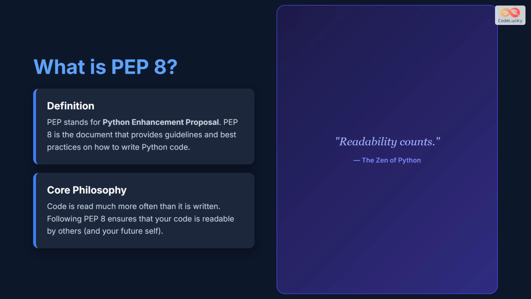First, what exactly is PEP8? It stands for Python Enhancement Proposal Number 8. It serves as the official style guide for Python code. The core philosophy here is simple but powerful. Code is read much more often than it is written. By following these guidelines, you ensure that your code is easy for others and your future self to understand and maintain.